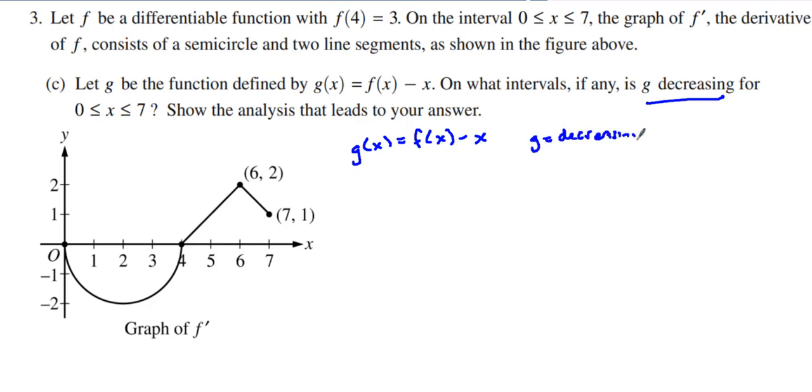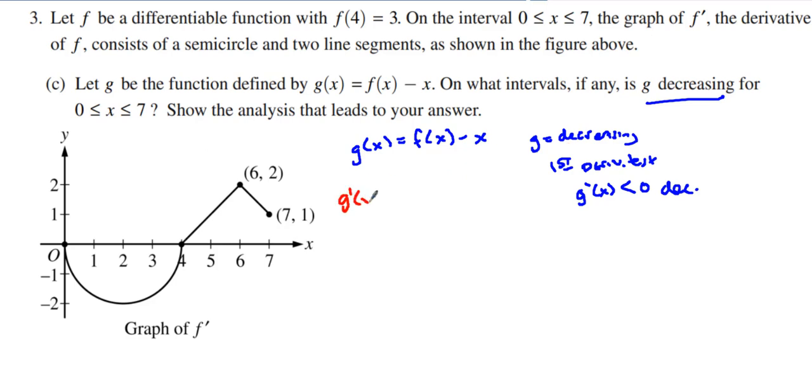Well, how do I find out if a function is increasing or decreasing? I go to the first derivative test, which means g prime, sorry, not g prime prime, g prime of x. We're looking at where is g prime of x less than 0. That is where it will be decreasing. And so that is a nice part of my analysis. Now I have to take the derivative.